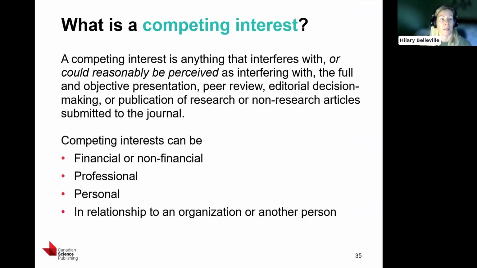Okay, so one thing to think of is competing interest. CSP defines a competing interest as anything that interferes with or could reasonably be perceived as interfering with the full and objective presentation, peer review, editorial decision making, or publication of research or non-research articles submitted to the journal. Competing interests can be financial or non-financial, professional or personal. Competing interests can arise in relationship to an organization or another person.